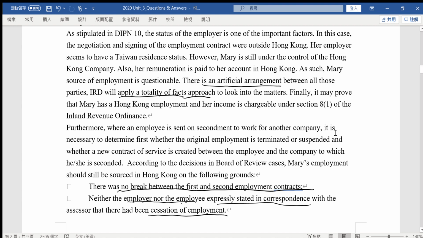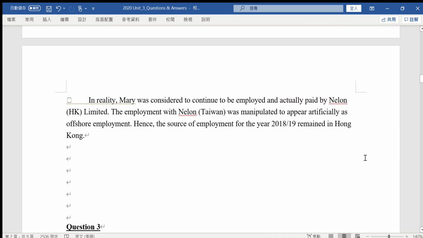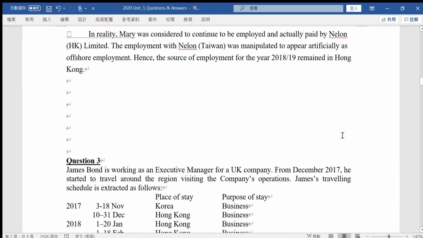And you need to discuss all that clearly. Don't jump to a conclusion so quickly, like foreign source and finish, or Hong Kong source and finish. You should also mention those cases and DIPN 10 and those factors, and what the IRD actions will be. Then question 3.